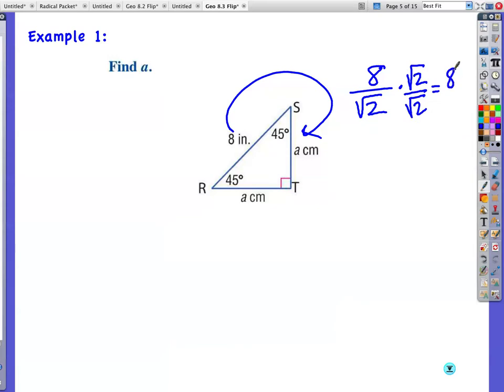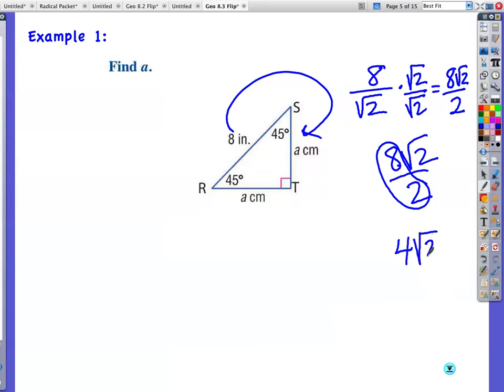So it's 8 square root 2 over square root of 2 times square root of 2 is just 2. But wait, you can't leave your answer like that. 8 over 2 reduces. Oh yeah, that's 4, isn't it? So my answer is actually 4 square root 2 for the value of a. Oh, and yes, it's isosceles, so the other side is also 4 square root 2.